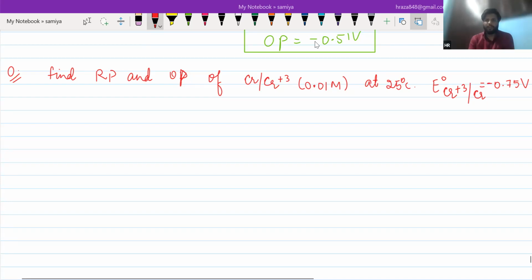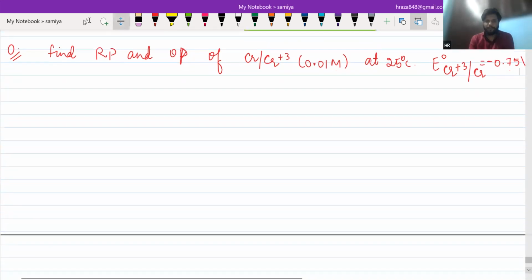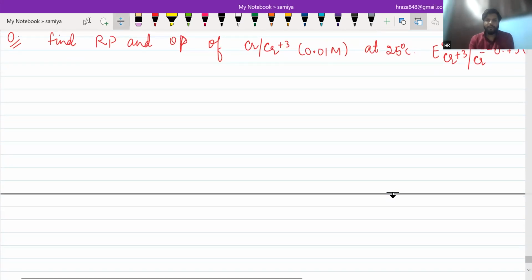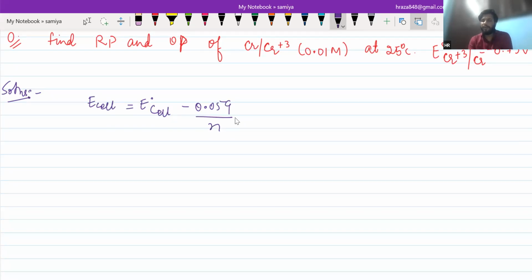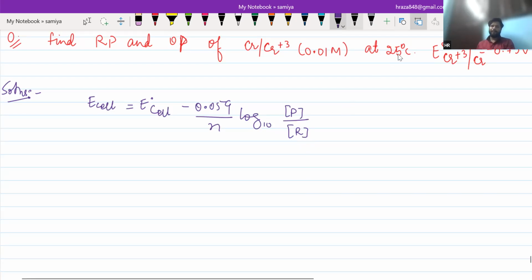No, see, I'm going to explain it. All of you concentrate here. We need to calculate reduction potential and oxidation potential. So first of all, I'm going to calculate E cell. E cell has a formula: E naught cell, that is given in the question, minus 0.059 upon n, where n is the number of electrons transferred, gained or lost, log of product upon reactant.